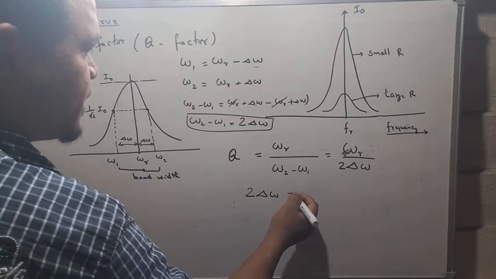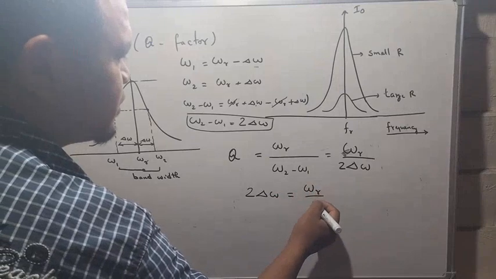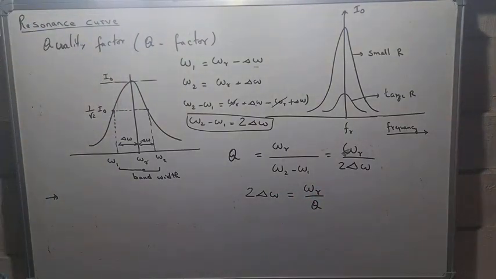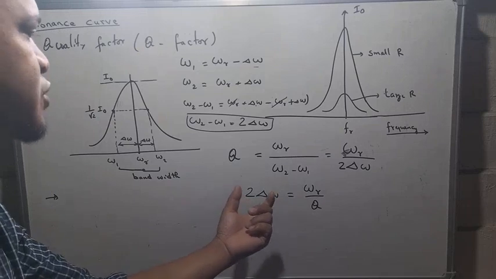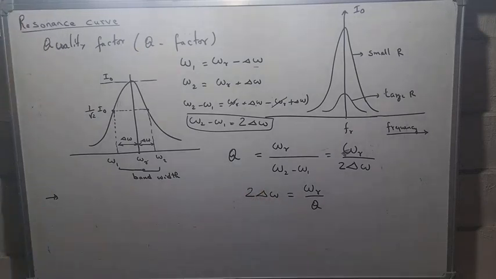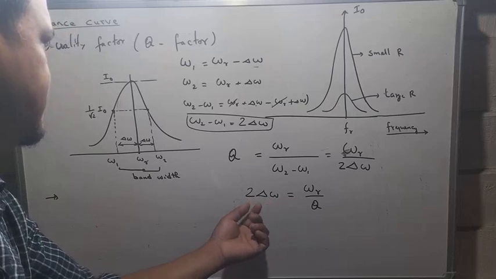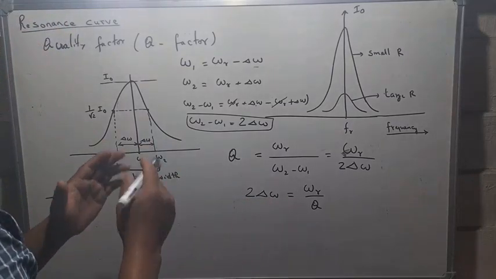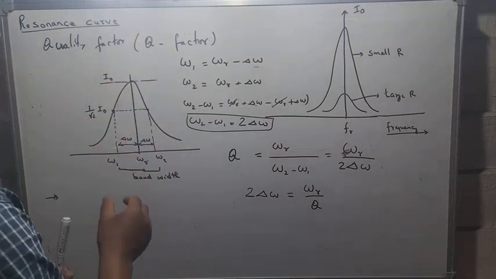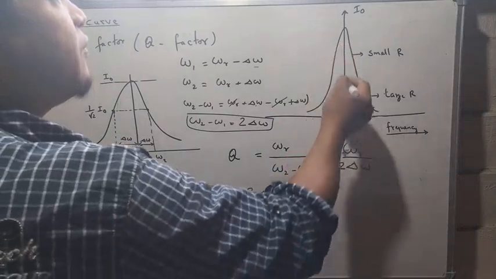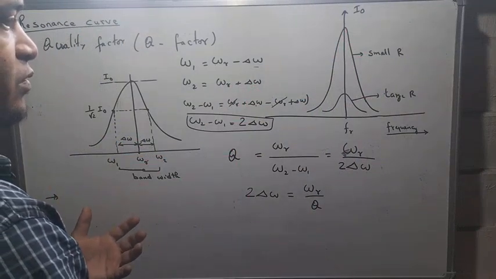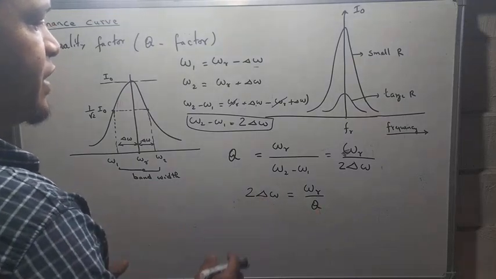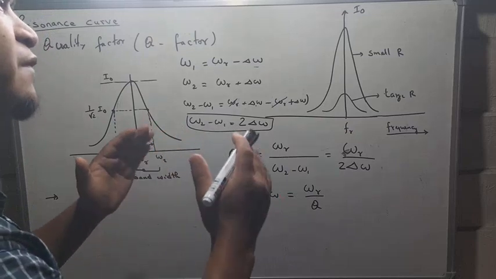So from here, 2 delta omega can be written as omega r upon Q, which means if the quality factor of the curve is more, then the bandwidth will be small. When the quality factor is very large, the curve is very sharp, and when the curve is very sharp, the bandwidth will be small. But when the quality factor is small, then you will find the bandwidth is large. When the bandwidth is large, it means the curve is very flattened.